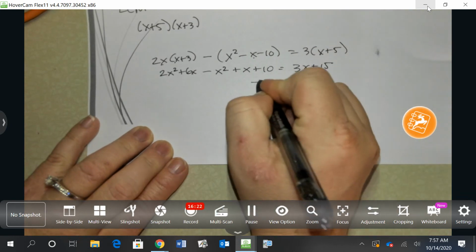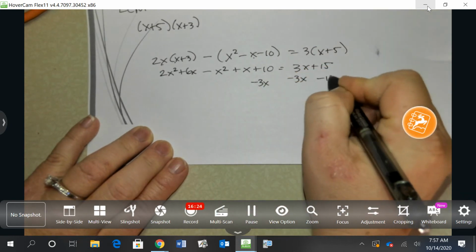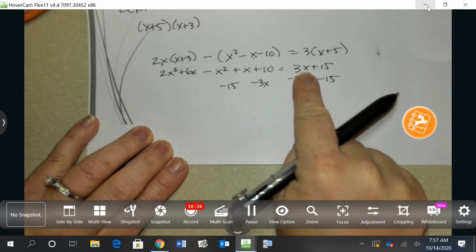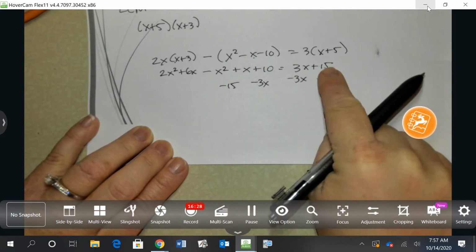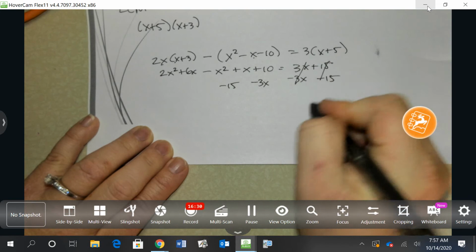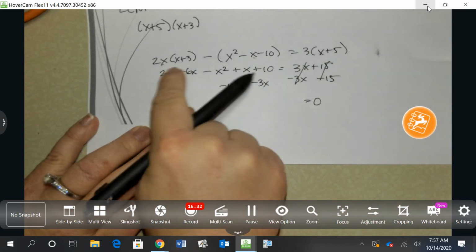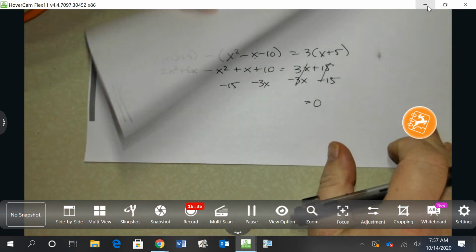When I move it across, it's going to change signs. So it was positive, to move across becomes negative. It was positive, to move across becomes negative. And now I'm going to combine like terms on the left-hand side.